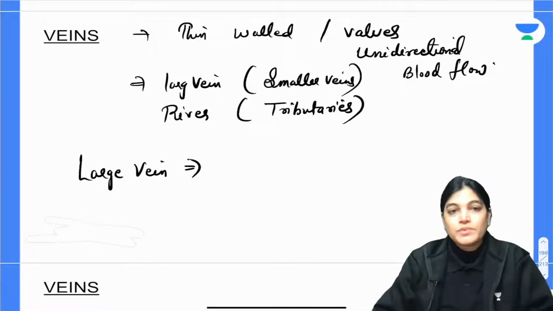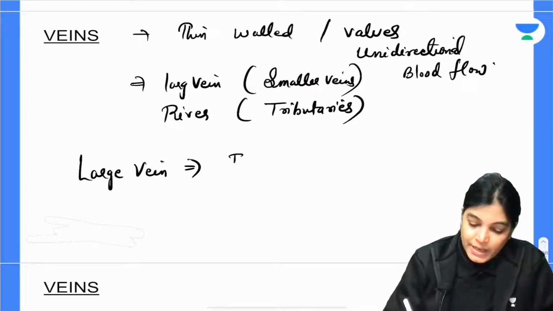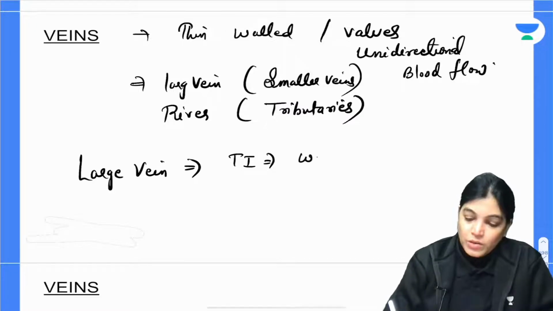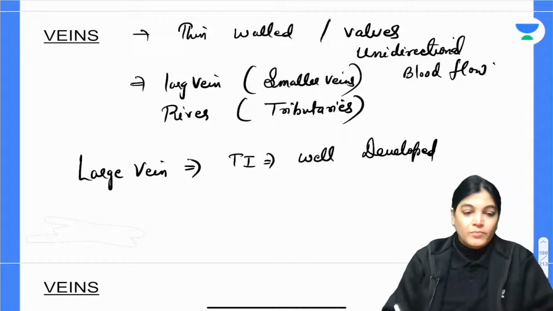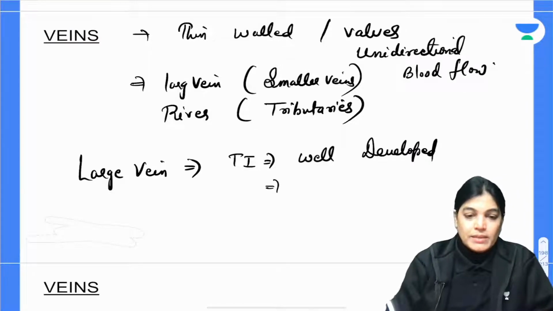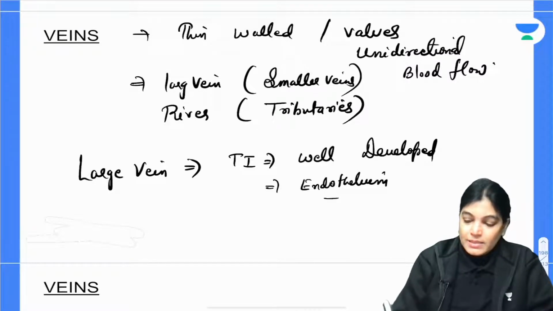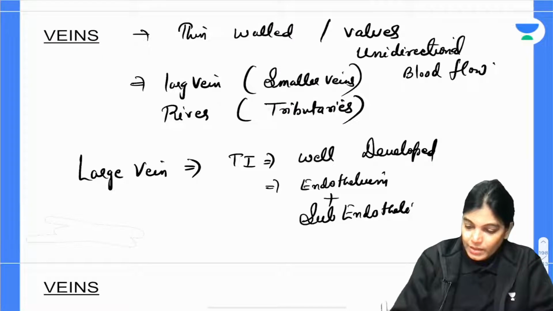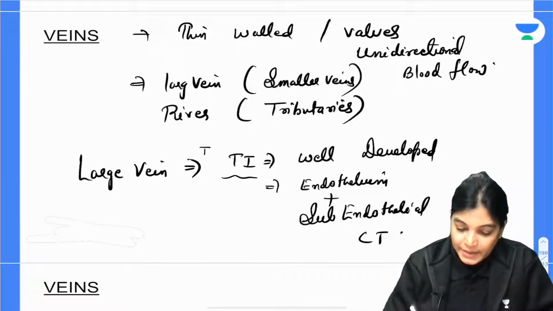There is not much difference between the medium size vein and the large vein. Tunica intima, if you see this layer, is well developed. Also there will be the presence of both endothelium and subendothelial connective tissue. Now what each individual layer contains is already known to you, so I am just proceeding like this.